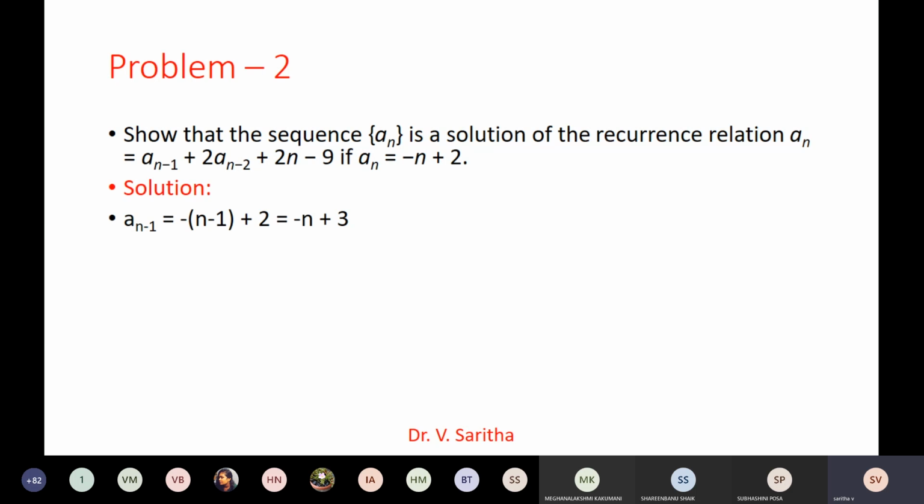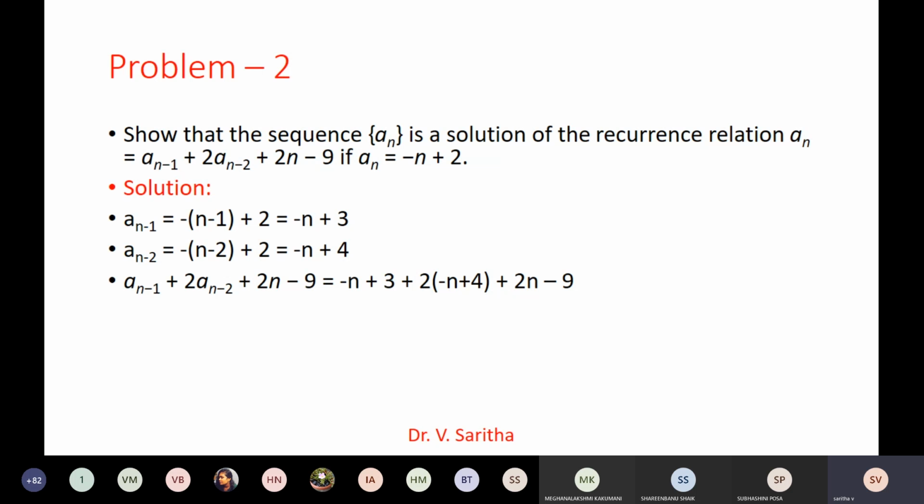So here goes the solution like this. First find out a_{n-1}, then you find out a_{n-2} and substitute these values in your given expression, that is a_{n-1} + 2a_{n-2} + 2n - 9. Substitute these two, that is a_{n-1} as -n + 3 and a_{n-2} as -n + 4. Substitute these values. So you'll have it in this fashion.